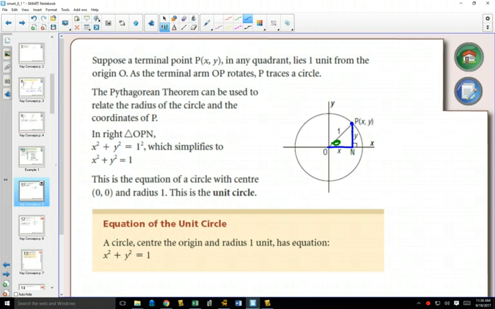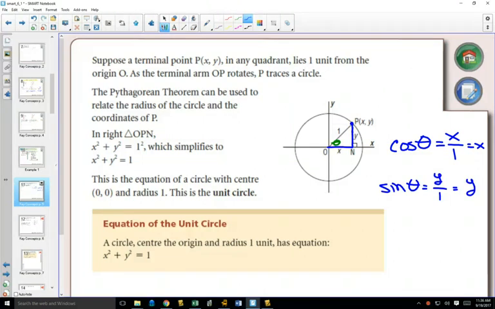First of all, if we look at cos of theta, well, you know that cos of theta is the adjacent over the hypotenuse. So if we look, well, what's the adjacent side? It's x. What's my hypotenuse? It's 1. Oh, that's just x. And if you look at sine of theta, the similar thing happens. It's y over 1, which is just y. And tan of theta is opposite over adjacent. Well, in this case, it would be y over x.